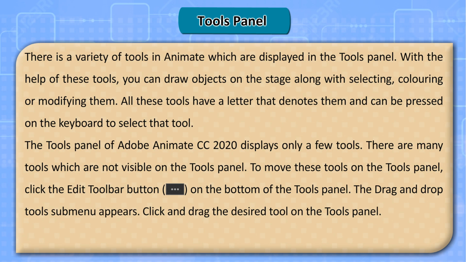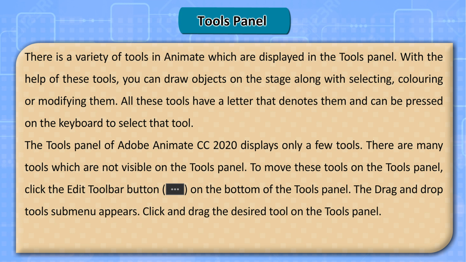Tools panel. There is a variety of tools in Animate which are displayed in the Tools panel. With the help of these tools, you can draw objects on the stage along with selecting, coloring or modifying them. All these tools have a letter that denotes them and can be pressed on the keyboard to select that tool. The Tools panel of Adobe Animate CC 2020 displays only a few tools. There are many tools which are not visible on the Tools panel.